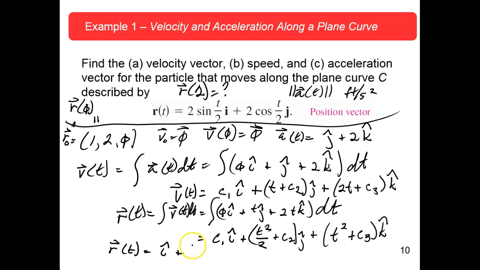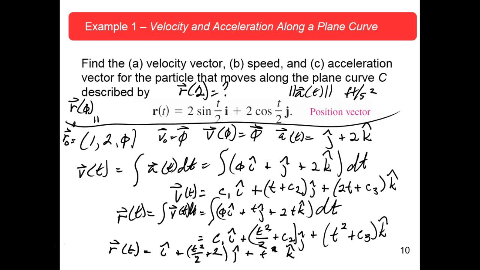So you have t squared over 2 plus 2 j, plus t squared k. The C3 there is 0, okay? That's pretty ugly. So we've got r of t for any t, but we really want to know what r of 2 is. So we go on and plug that in here.